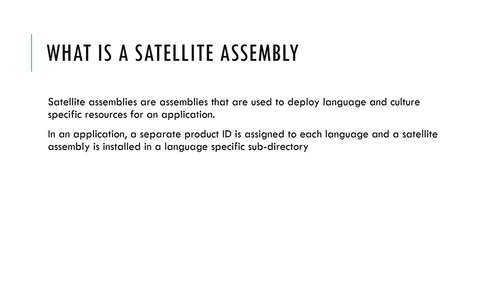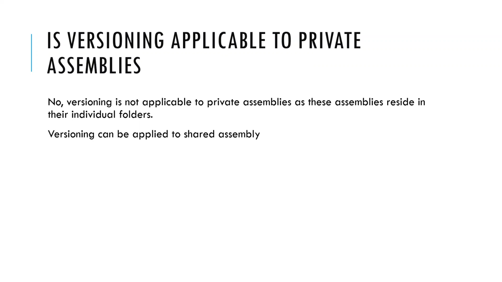So what is a satellite assembly? Satellite assemblies are assemblies that are used to deploy language and culture specific resources for an application. In an application, a separate product ID is assigned to each language, and a satellite assembly is installed in a language specific subdirectory. Is versioning applicable to private assemblies? No, versioning is not applicable to private assemblies, as these assemblies reside in their individual folder. Versioning can be applied to shared assemblies.